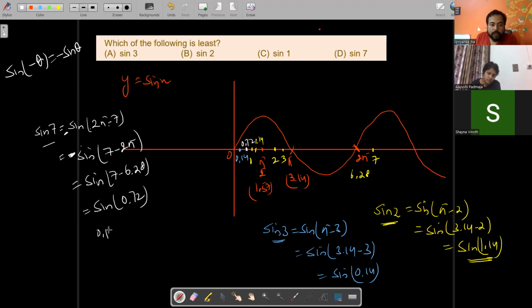Now you can see that 0.14 is the least, then 0.72, and then angle-wise 0.14, then 1, and then 1.14. You know, sine is an increasing function. So at 0.14, sine will have this value, at 0.72 sine will have this value, at 1 sine will have this value, at 1.14 sine will have this value. So which one is the least? This one. And 0.14 is equivalent to what? 3. So A is the answer.